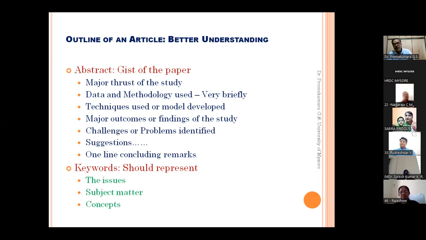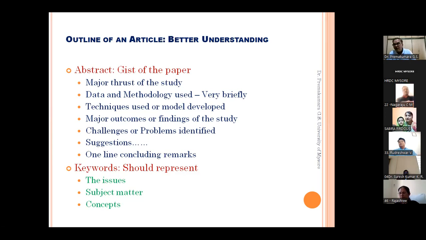So what are the things to be included in the abstract? The very first line of the abstract should tell about the major thrust of the study. Why you have chosen that topic, that issue, that subject matter. What is the contemporary relevance of that topic? That has to be highlighted in the very first sentence. That's very, very important, so that it attracts readers to your research article. Just by reading that first line, you should attract the reader to read your paper completely. So that kind of thrust has to be written in the first line.